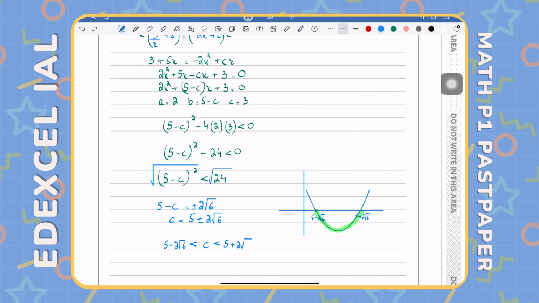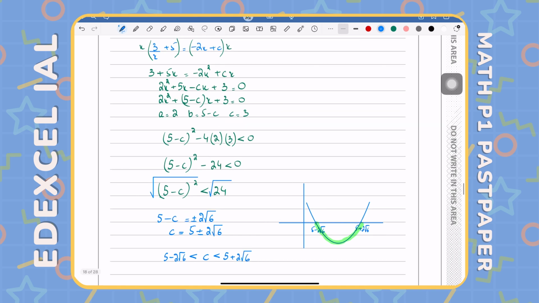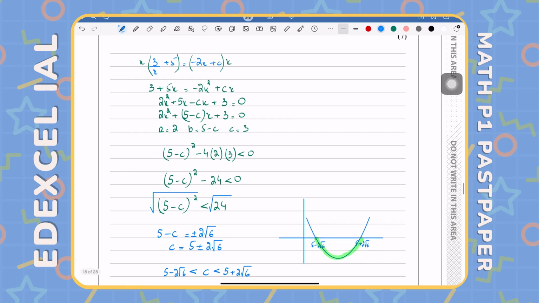Okay, so like I said, it was lengthy, but conceptually not that difficult. But you have to make sure that you have a good grip on quadratic inequalities, otherwise obviously you'll mess it up.